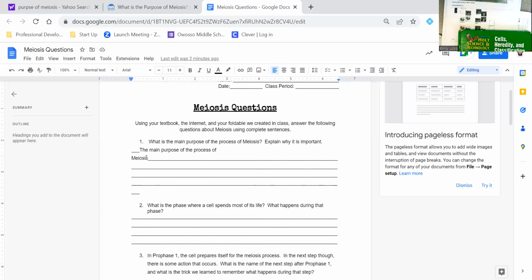But the main reason why it's important, so the main purpose of the process of meiosis is to reduce the number of chromosomes in order for, so here's your explaining why it's important, us to not be genetically abnormal. So our chances of surviving are greater, right?